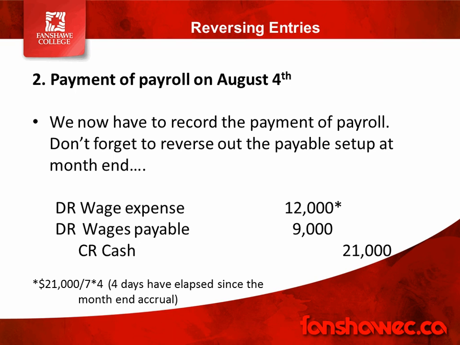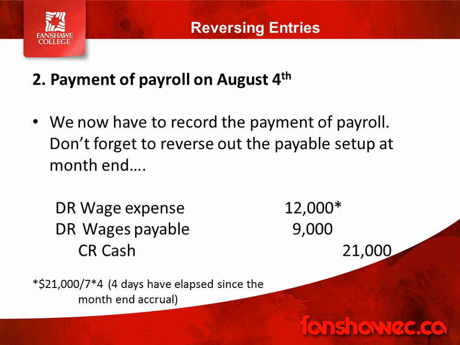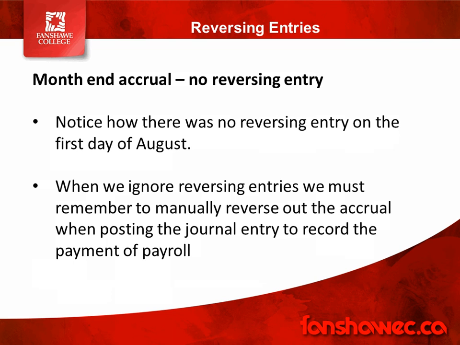Okay? So without a reversing entry, those are the two entries you would do. You would start by accruing a $9,000 wage expense at the end of the month, and then you would record the $21,000 cash payment, clear out the payable, and set up the expense for the current month. That's your standard process. Let's take a look at how all this changes though if we decide to use a reversing entry.